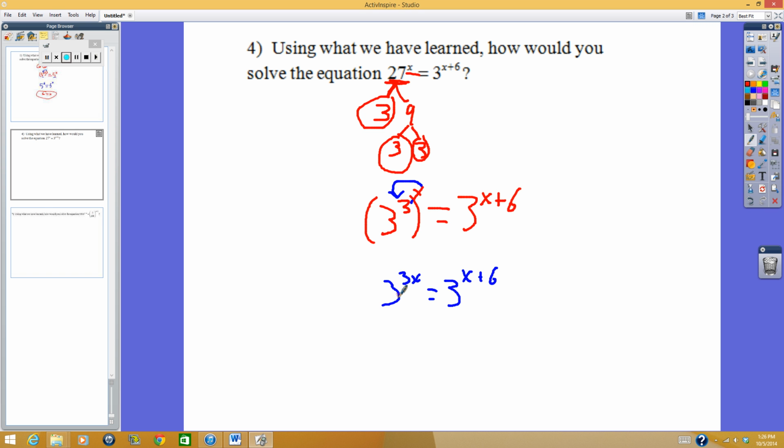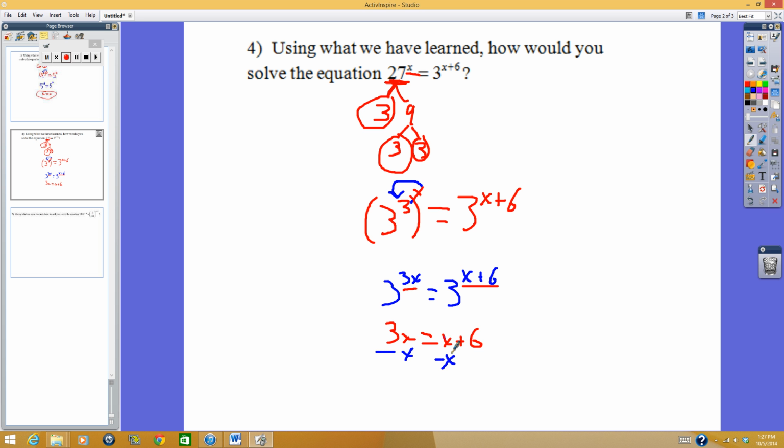Now you set your exponents equal to each other. Because our bases are the same, now we could do that. 3x equals x plus 6. You want all of your x's to be on this side, on the left side, as always when we were solving equations. So to get rid of this x and move it over here, to get rid of a positive x, you would just do minus x.